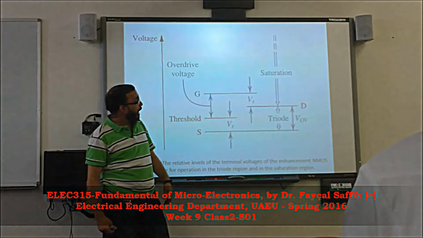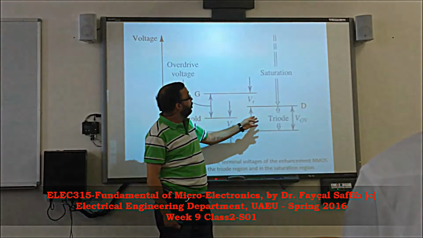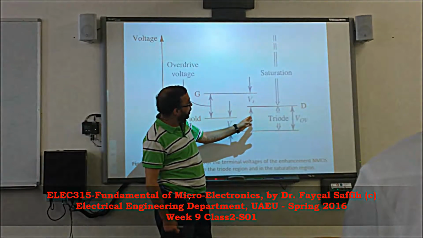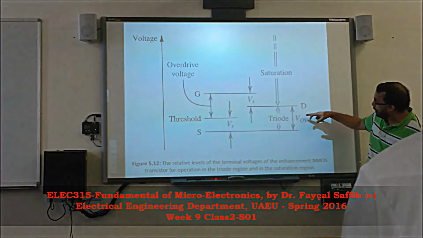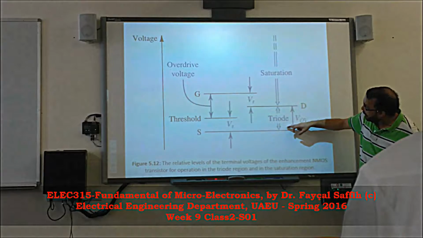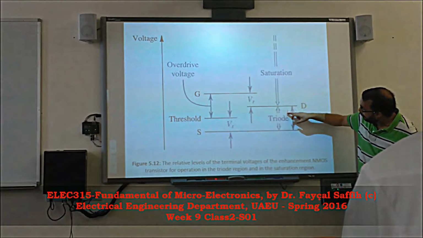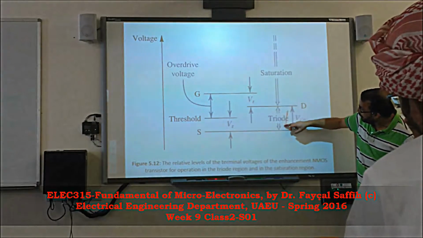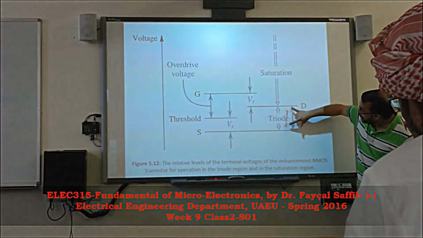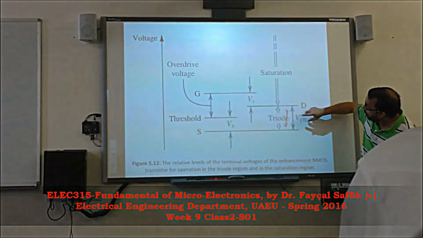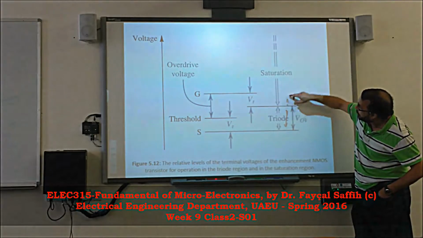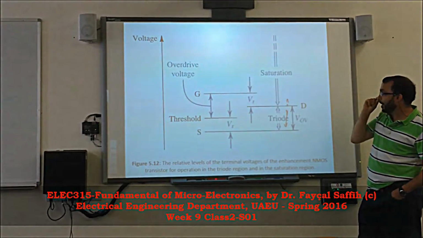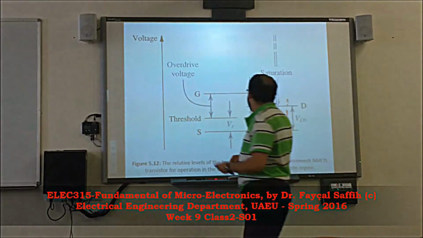That's it. And to be in triode, the VDS, the voltage of the drain, has to be within this region. The voltage VDS has to be within this region, which is equal to what? It's equal to the overdrive. As soon as the drain is above the triode region, boom, it goes to saturation. That's about it.